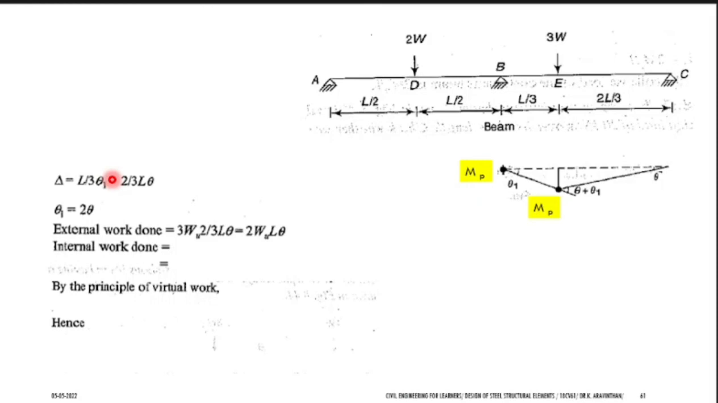Now, what is your internal work done? How many MPs are here? 2 MP. MP theta 1 plus MP theta plus theta 1. You have to substitute theta 1 as what? 2 theta. You will be getting the internal work done. Load is 3W and distance is 2 by 3 L theta. Then you substitute into the internal work done.